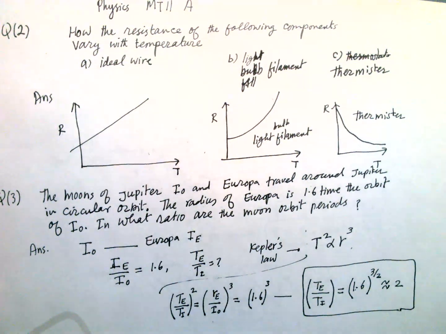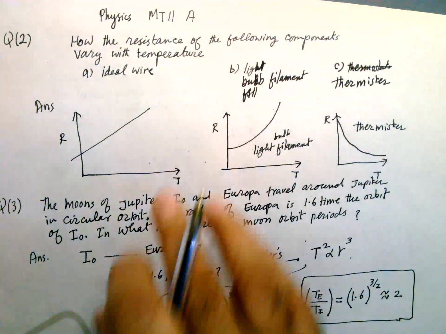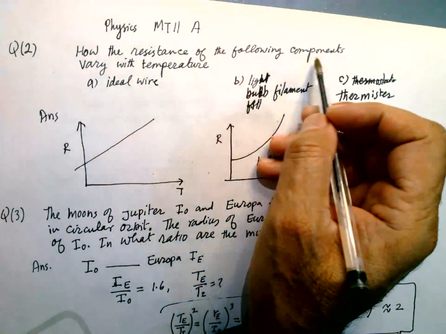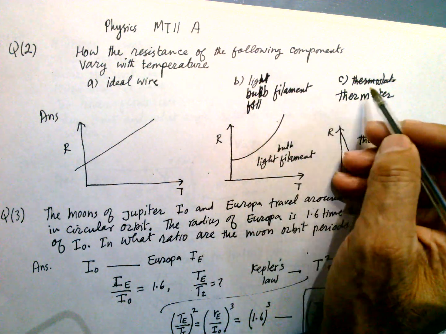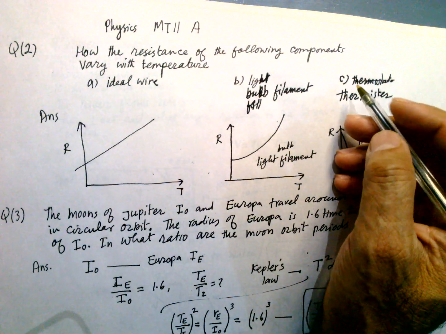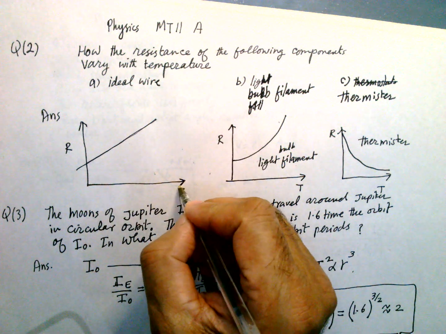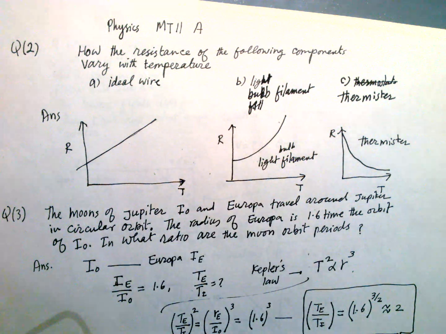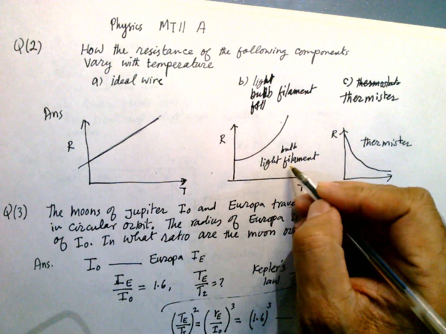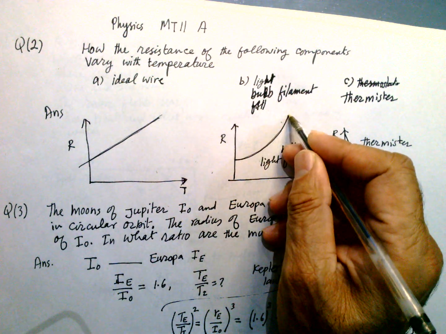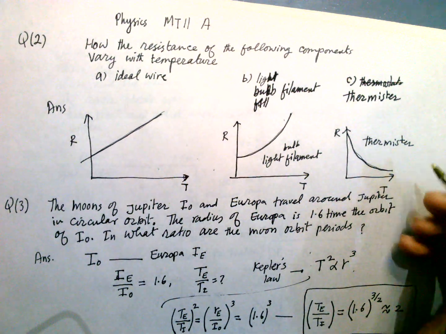Next question. How does the resistance of the following components vary with temperature: ideal wire, light bulb filament, and a thermistor. Ideal wire follows Ohm's law, so it is constant, and this is temperature. Not ideally, the resistance varies linearly with temperature, and the light bulb filament varies like this, which is exponential, and then the thermistor is also exponential decay.